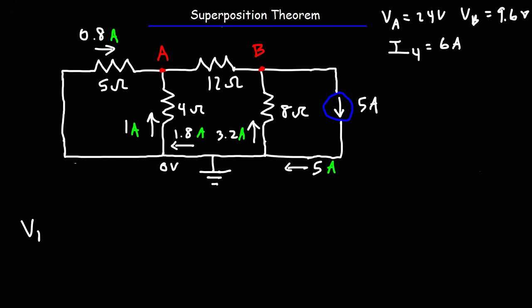So to calculate the potential at point B, it's going to be 8 times 3.2. But it's going to be negative though. And so that's going to be negative 25.6 volts. So I'm going to write that here.